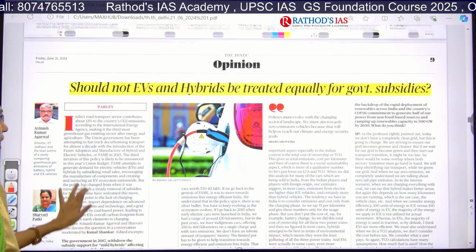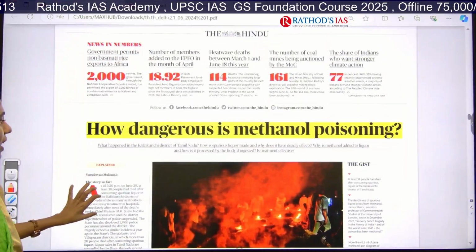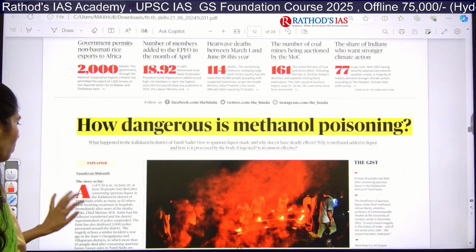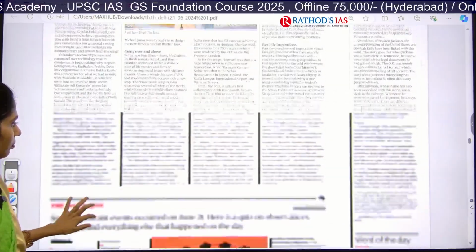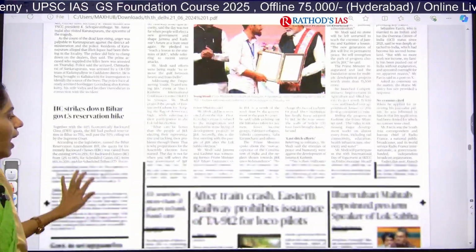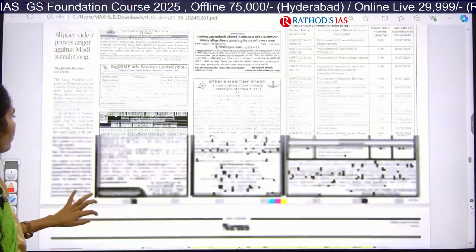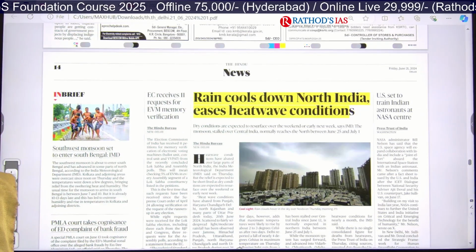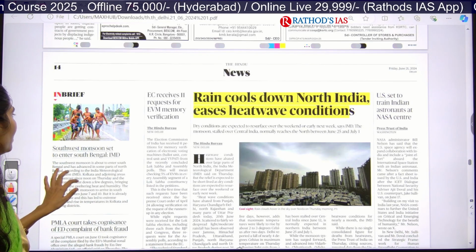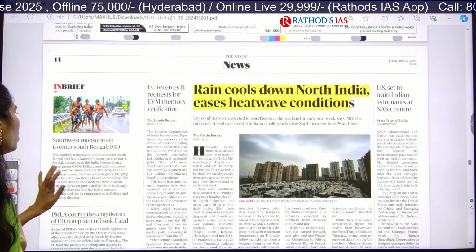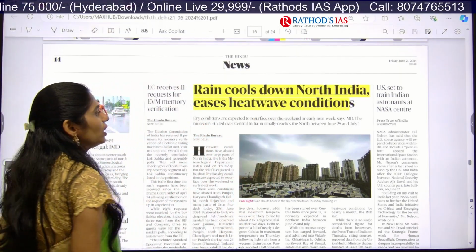Okay. And if you go on to the news page, here there is text and context. Again, it is talking about methanol poisoning. I discussed this topic. And in this news page, there is nothing much important. Most of the articles are regarding elections, everything.